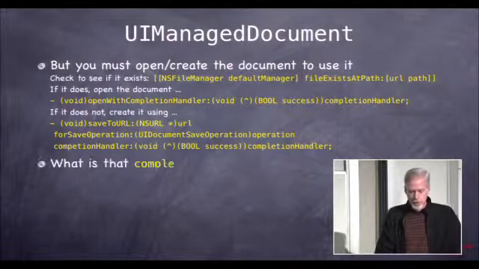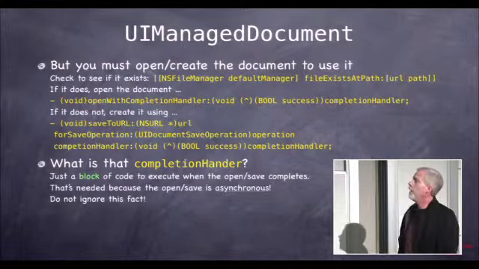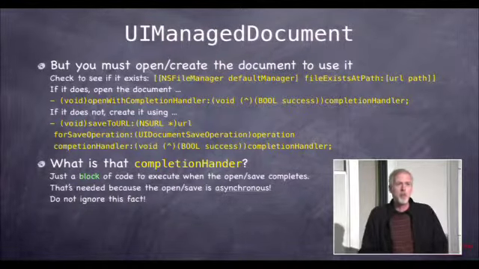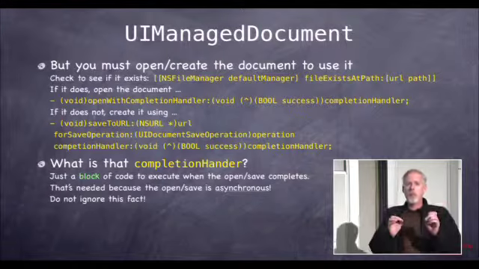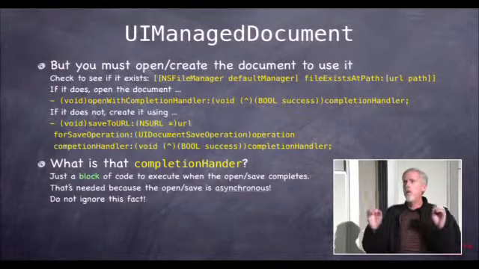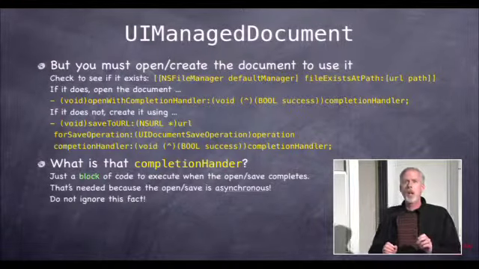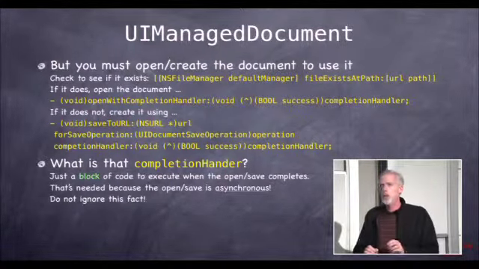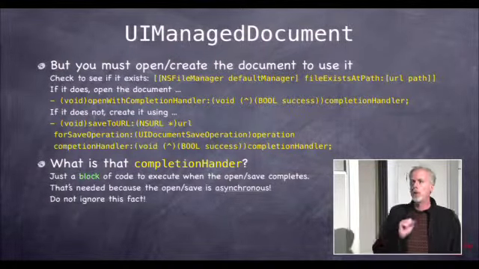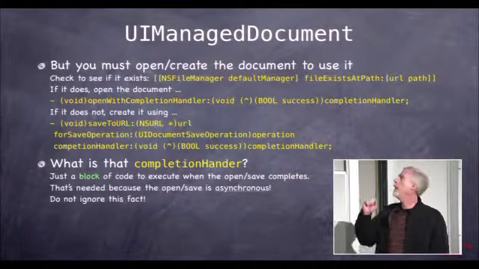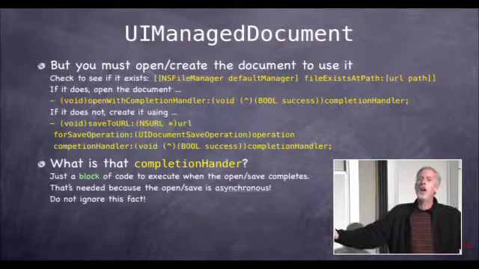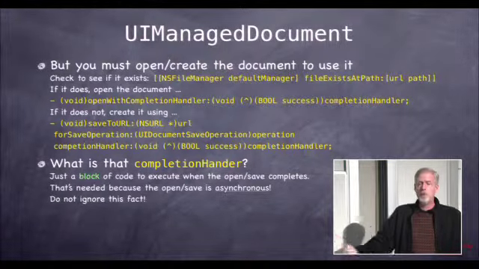Now, why does this thing have this completion handler? We haven't really seen APIs that have completion handlers. The reason these two methods have completion handlers, and this is very important, pay attention to me, okay? These methods, open and save, are asynchronous. They take time to do. So they will return immediately to you, but the file will not be opened or created. You have to wait until the completion handler gets called at some time in the future. Then you can use the document. Do not ignore this fact.